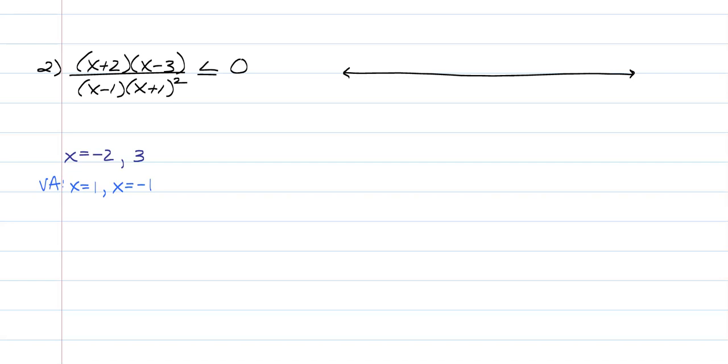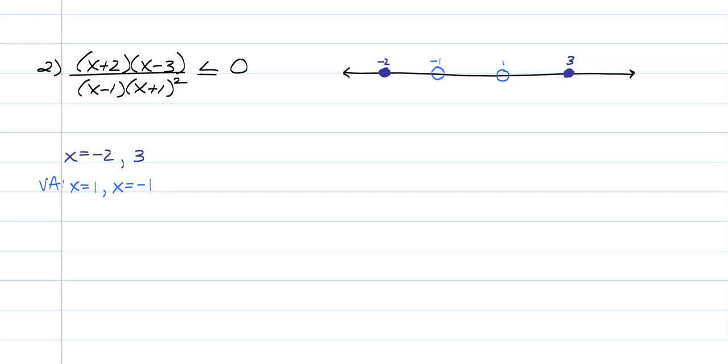Okay, so the farthest to the left is a negative 2. Since it says less than or equal to, we are going to put a closed circle, and that's going to be our negative 2. Next up, we have a negative 1. That is going to be an open circle because vertical asymptotes will always be open circle. We're going to have a 1. And then we have another x-intercept, which is 3, and that guy will be a closed circle. And now you've got 5 different areas to test.